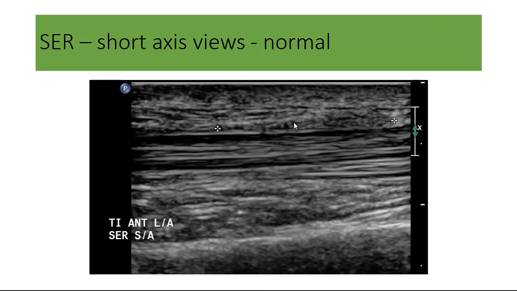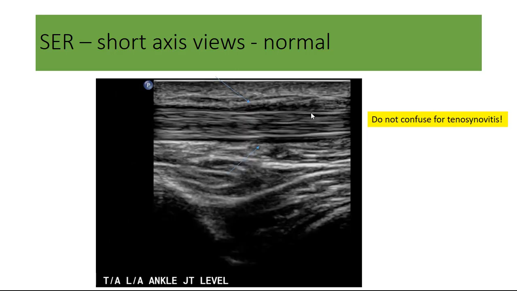So this is it in short axis, and we can see the tendon in long axis, the tibialis anterior deep to it, and you can see how thick it is there. Some people it will look thicker, generally in males it tends to look a little bit thicker, and you can see this has a superior and a deep component to the tibialis anterior, and you don't want to confuse this for tenosynovitis.